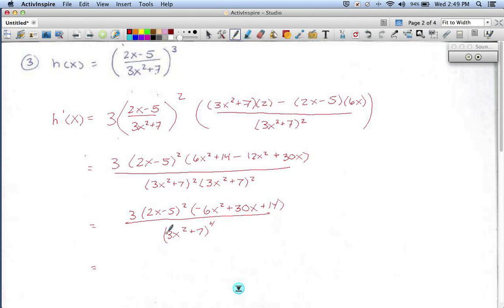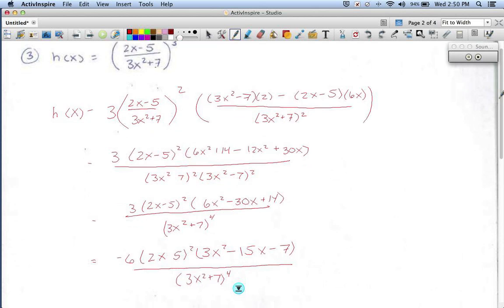So a negative 2 is going to jump out to make that 3 a negative 6. 2x minus 5 squared. Remember, I took a negative 2 out of all this, so that becomes 3x squared minus 15x minus 7. And that is all over 3x squared plus 7 to the fourth.